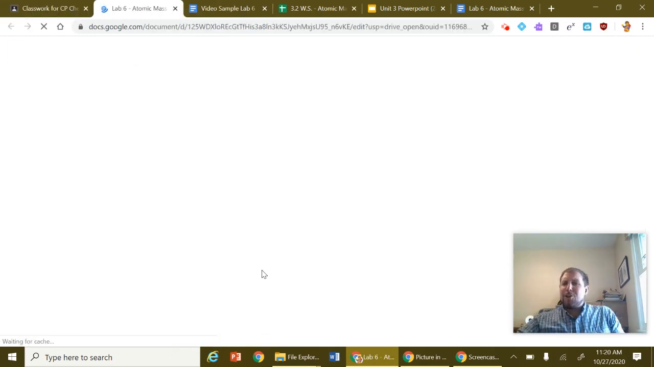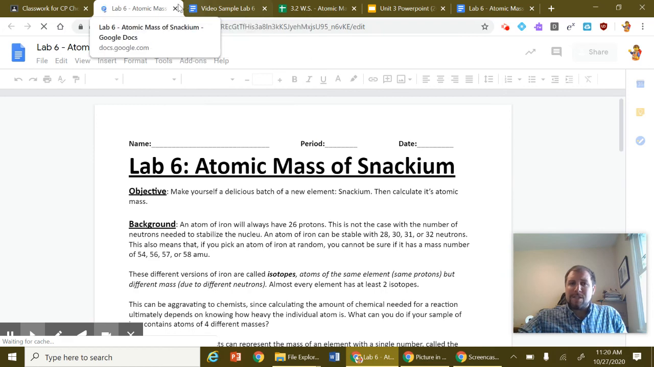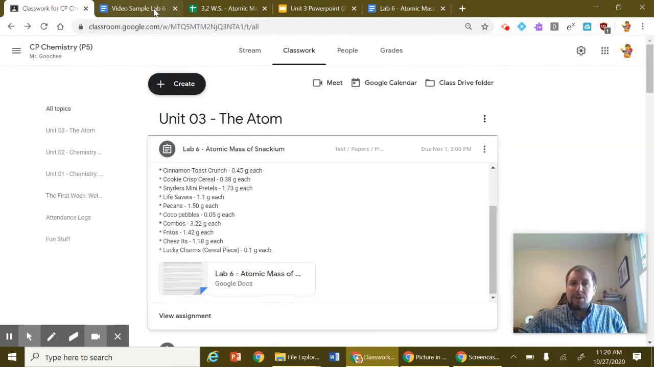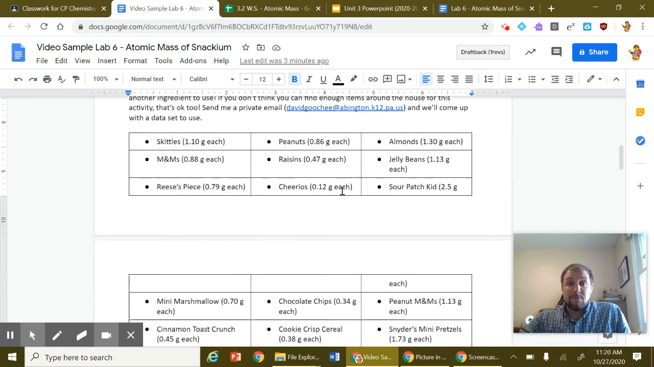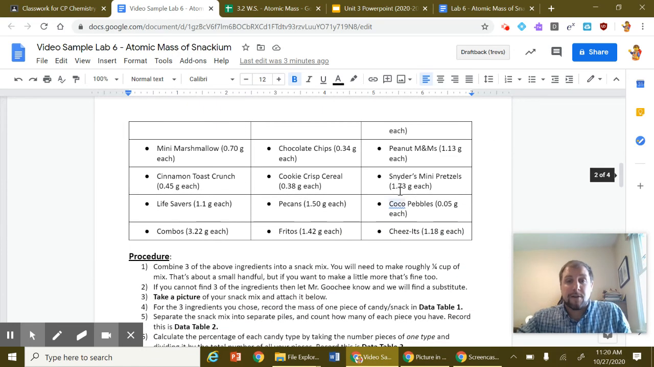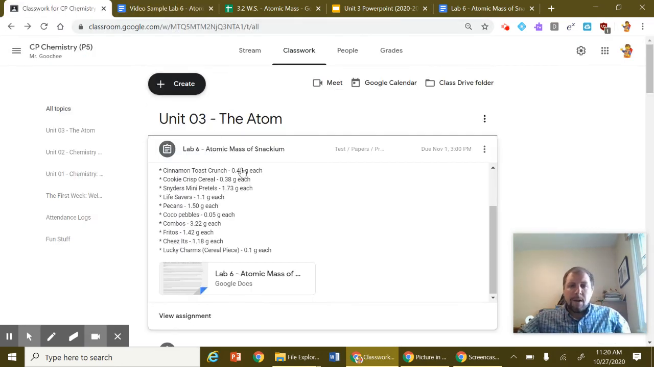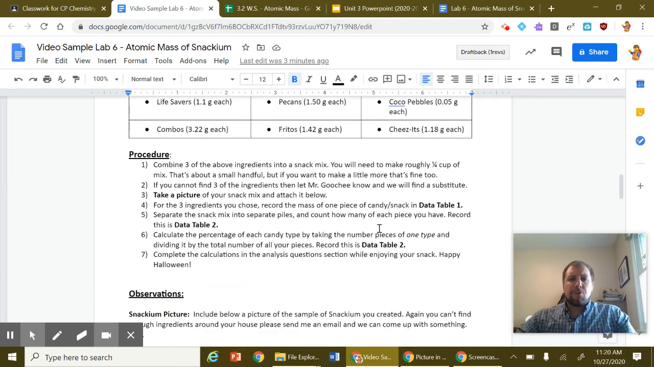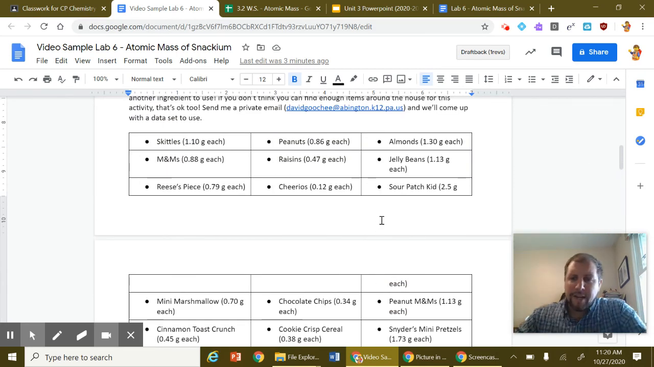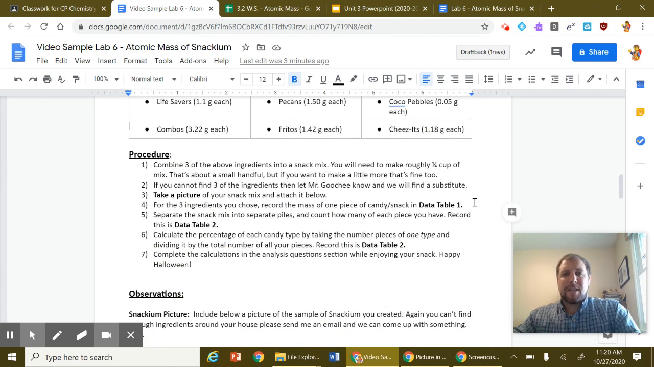So here's how it goes. You're going to make up your own element called Snackium, and it is going to contain 3 different isotopes of snack food items that you find around your house. I have a long list of potential snack food items that you can use, which kids helped me find, and I've even put more items up on the Google Classroom as well. What you want to do is combine 3 of the above ingredients. Go around your house, find 3 ingredients from this list, and combine them together. You'll need roughly a quarter cup, which is like a small handful.